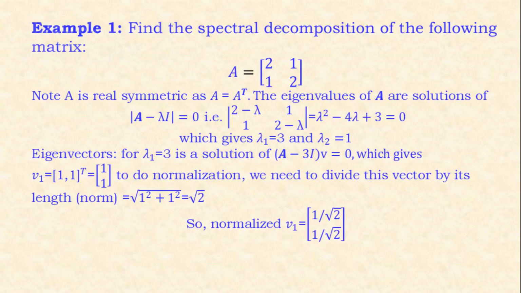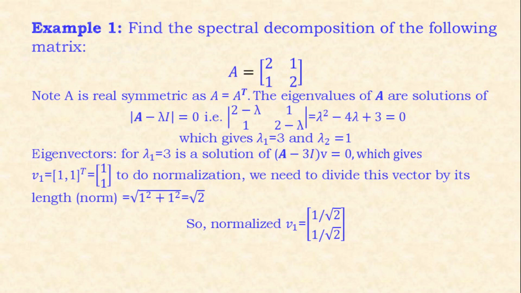Let's dive into an example of spectral decomposition. Here, matrix A is symmetric, as A equals A transpose. The eigenvalues of A are the solutions of the characteristic polynomial, which is obtained by putting the determinant of the matrix A minus lambda times I equal to 0. Solving, we get eigenvalues 3 and 1.